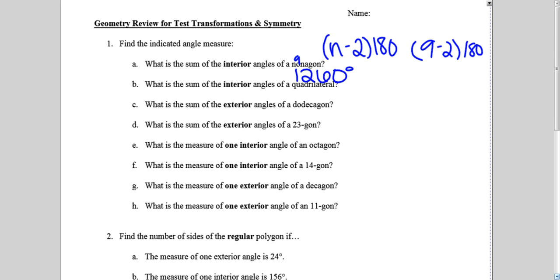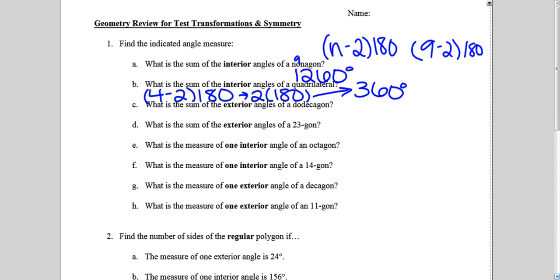Next one, we have the sum of the interior angles of a quadrilateral. Well, we should know that this is 360 from our quadrilaterals unit, but let's do the math to show that. So we have our n minus 2 times 180. Our n is 4 in this case because a quadrilateral has 4 sides. So then that gives you 2 times 180, which does in fact give you 360 degrees.